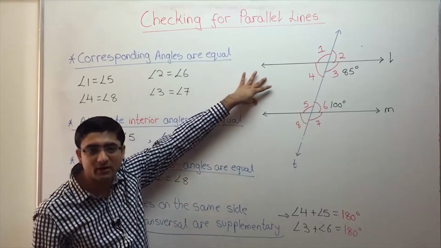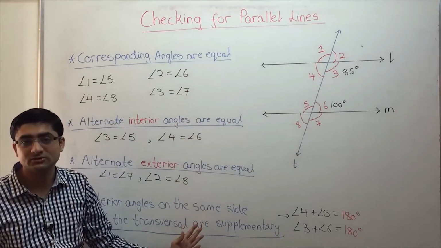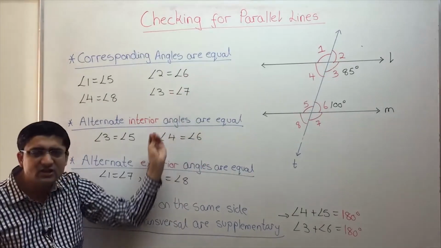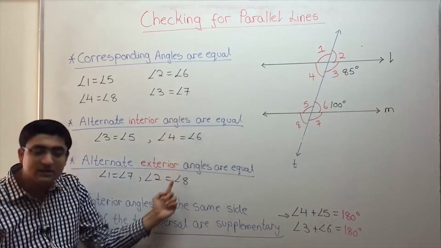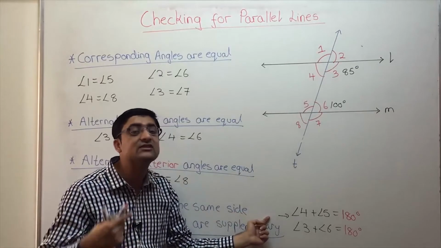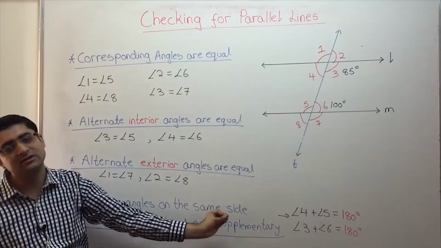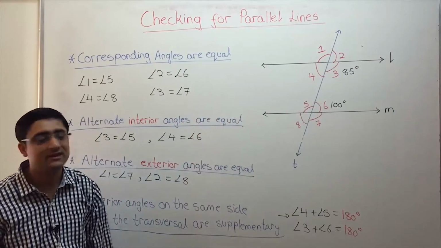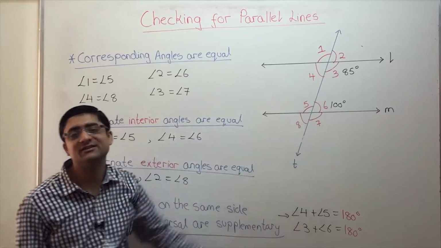So whenever you have to determine if two lines are parallel or not and a transversal is given to you, simply check which of these conditions holds. If any of these conditions holds, the lines are parallel. If any of these conditions are violated, that is, corresponding angles are not equal, or alternate angles are not equal, or interior angles on the same side of the transversal are not supplementary, the lines are not parallel. Right? So this is the concept, and this is how we can check if two lines are parallel or not.